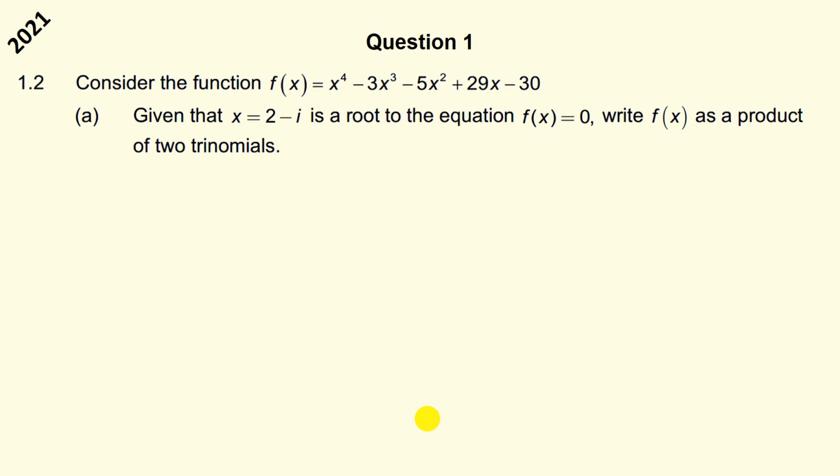Complex numbers. So we're given that 2 minus i is a root of the equation. We need to write f of x there. That's a fourth degree expression as a product of two trinomials.